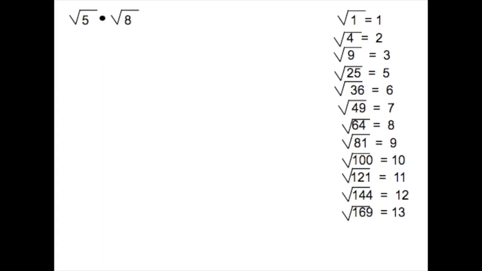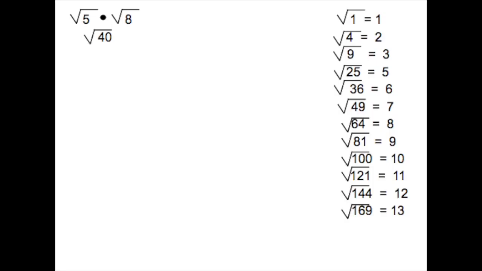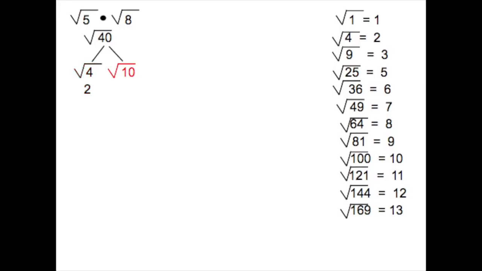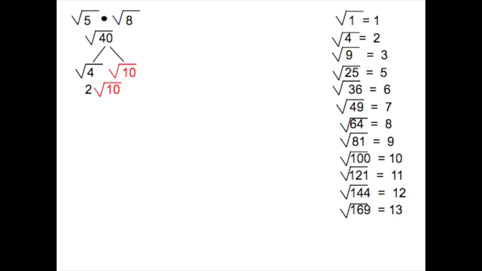Let's try another example. The square root of 5 times the square root of 8 equals the square root of 40, which can be simplified. We will break the square root of 40 down into the square root of 4 times the square root of 10. We've chosen 4 and 10 because 4 is a perfect square. Therefore, the square root of 4 can be simplified to 2. The square root of 10 cannot be simplified any further because it does not contain any perfect square factors. So it remains as the square root of 10.